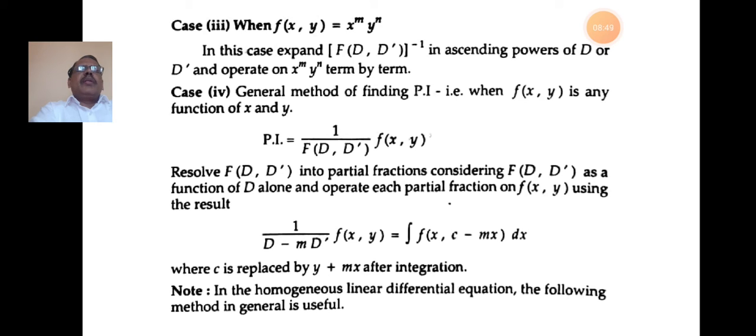General method of finding PI when f of (x, y) is any function of x and y: PI is equal to 1 by f of (D, D') f of (x, y). Resolve f of (D, D') into partial fractions, and 1 by (D - mD') f of (x, y) is equal to the integral of f of (x, c - mx) dx, where c is replaced by y + mx after integration. So in this homogeneous linear differential equation, the following method is generally useful.